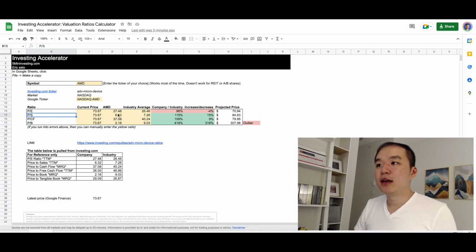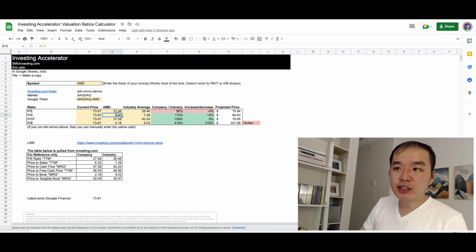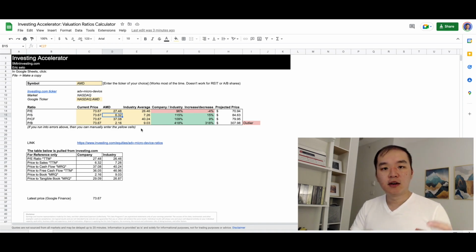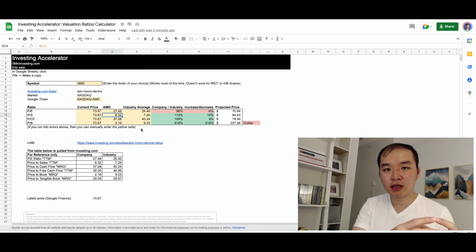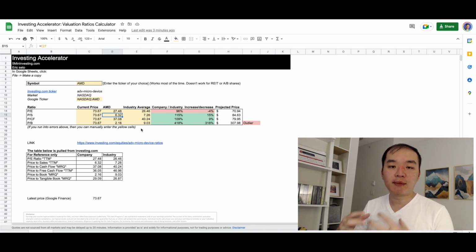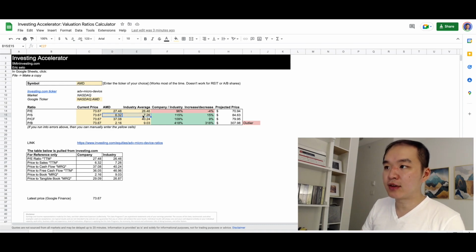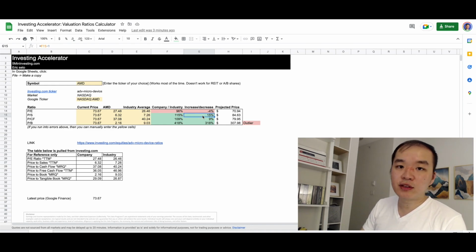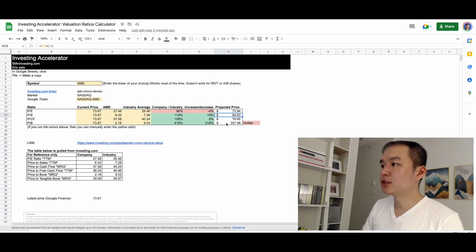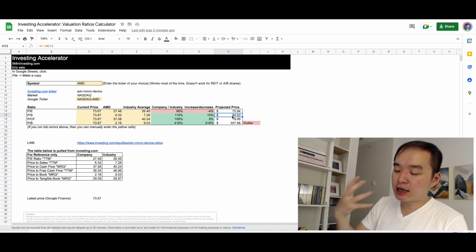So the next one, AMD's price to sales ratio is 6.32. That means using the price right now, they have $73 per share relative to the amount of sales they have per share, which is 6.32. Now, if you compare that to the industry average, which is 7.26, it means AMD is actually undervalued in this case. So that's why it is green here, and it represents a 15% upside. So the projected price is $84.